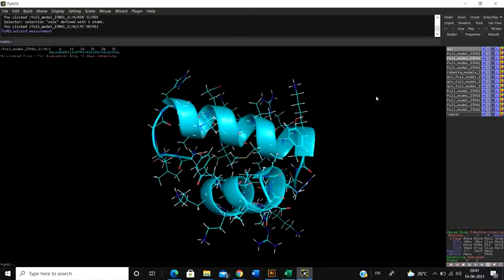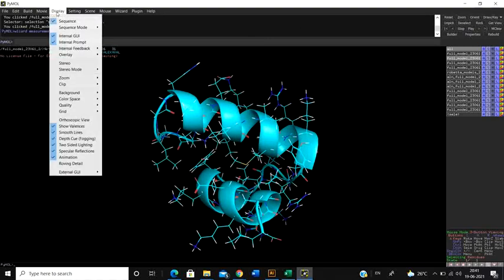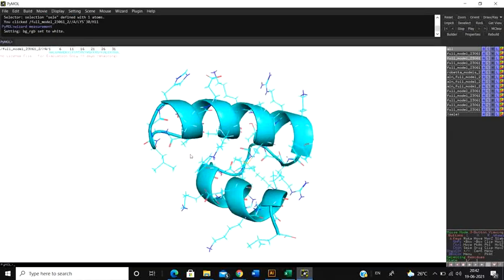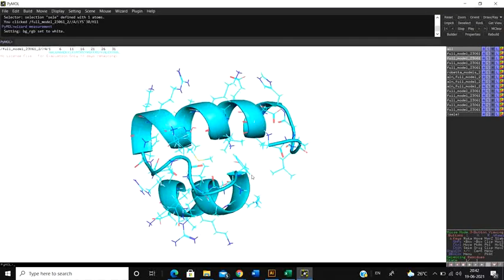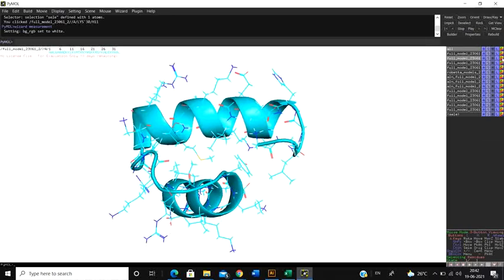But you can also change the background. Sometimes the black background is not that visualizable, so click on Display, there is an option called Background. Now you can click on white to make the background white. And generally for publication, people prefer the white background, so make sure you have a white background in place.